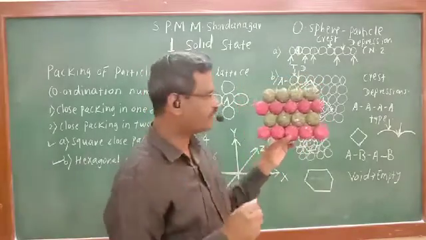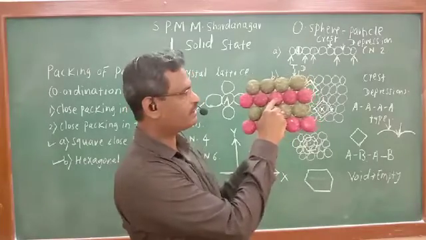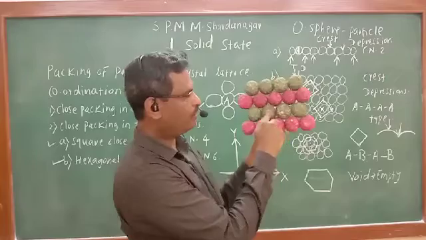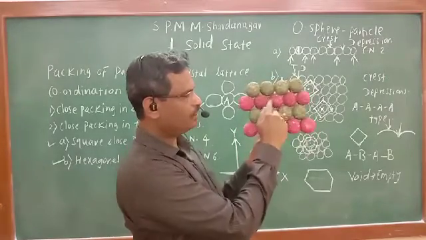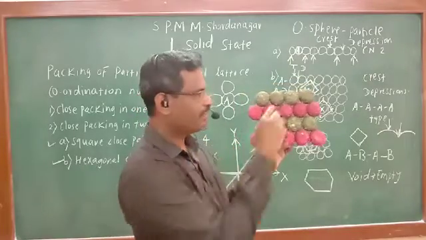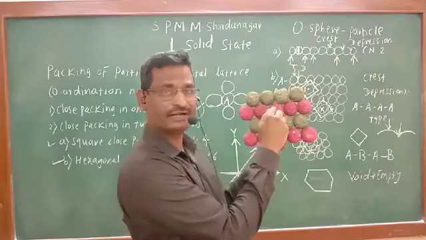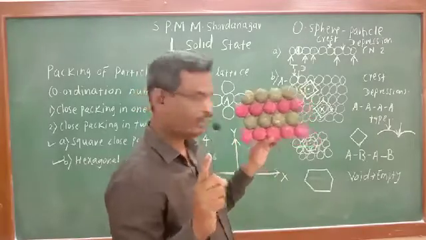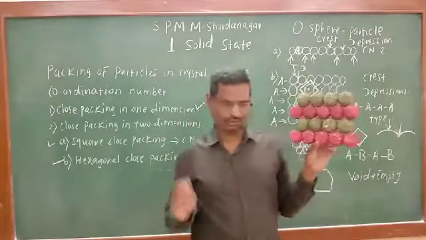If you see the coordination number for this, it is attached with how many other particles? 1, 2, 3, 4, 5, 6. This is in touch with all the 6. Therefore, coordination number is 6. If their centers are connected together, we will get hexagon. Therefore, it is known as hexagonal close packing.